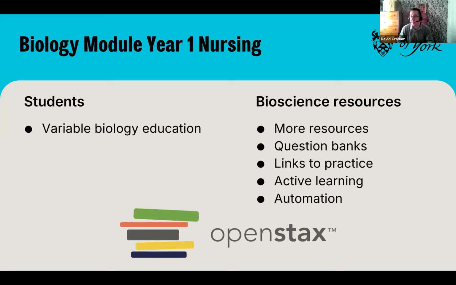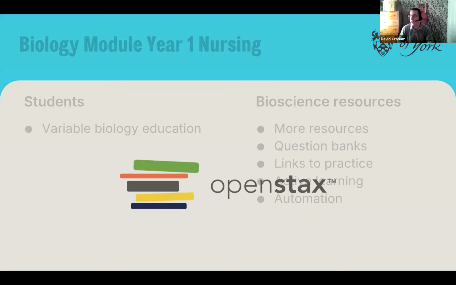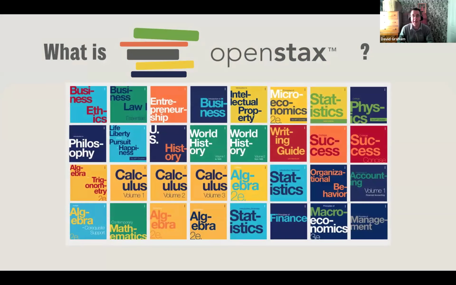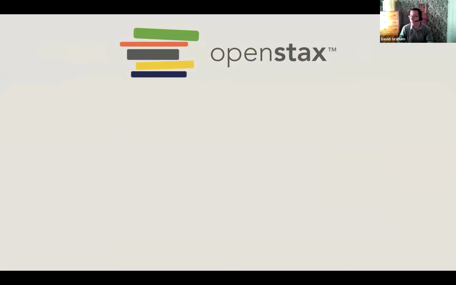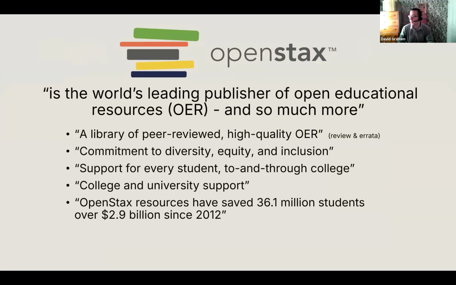OpenStax we found with the help of our librarian, and it turned out that OpenStax was even better than we imagined it could be. So OpenStax is a number of the textbooks that they publish, and I've got some quotes from their website. OpenStax is run by Rice University in Houston, Texas, and they claim themselves to be the world's leading publisher of open educational resources. And here's a few of their quotes.